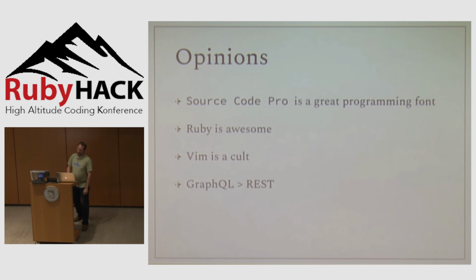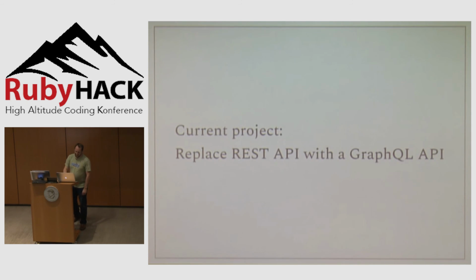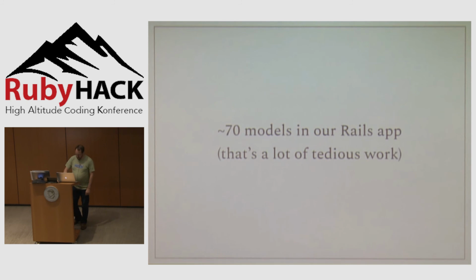I'm a developer, so I've, of course, got a bunch of opinions. As you can see, last on the list, my most recent opinion is that I really like GraphQL a lot more than REST, which works out nice because currently at work, I'm replacing our REST API with a GraphQL API. So if you were to look at our code base, I think we've got roughly 70 models, and that could be a lot of tedious work, right?